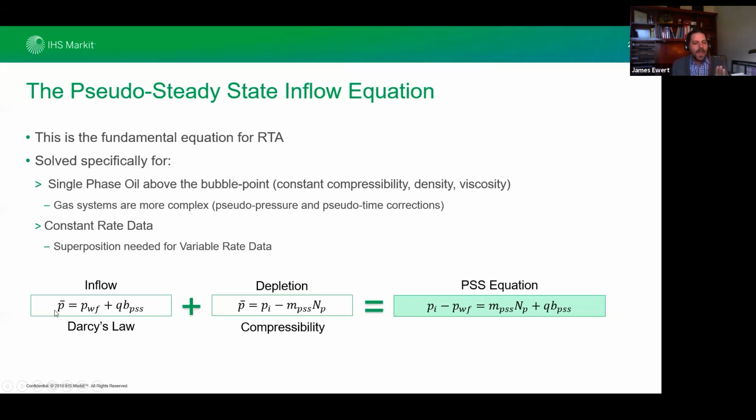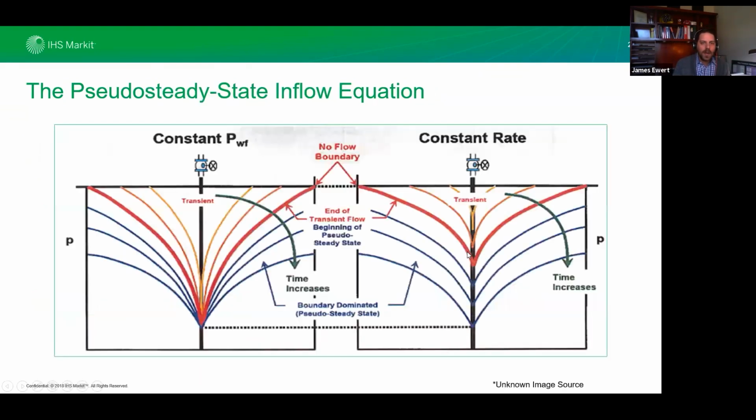So please note how everything here is in terms of P bar, which is that average reservoir pressure, the pressure we would need to shut in the well and let the pressure build up till we got it, right? We don't want to do that anymore. So we can put the inflow in terms of P bar. We can put the depletion in terms of P bar. We can make those two equations equal to each other, and that's how we get the pseudo-steady state equation.